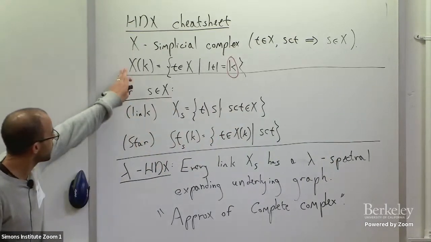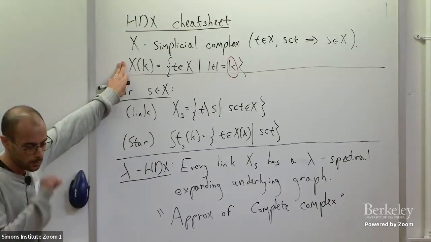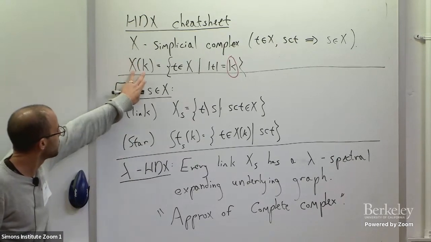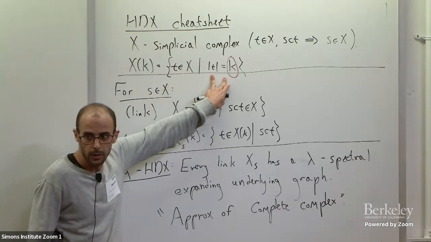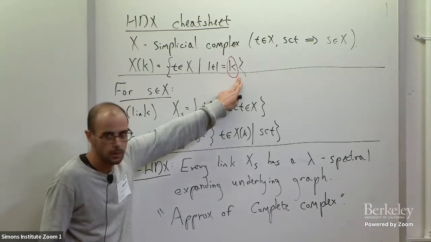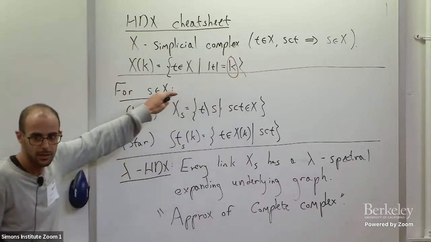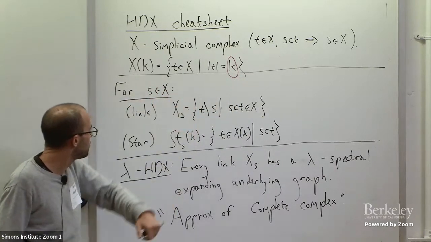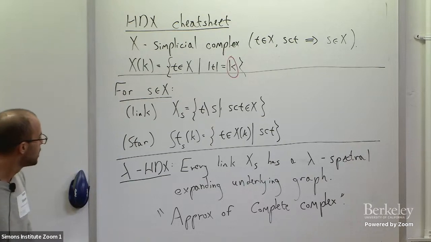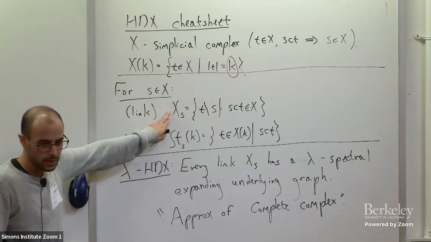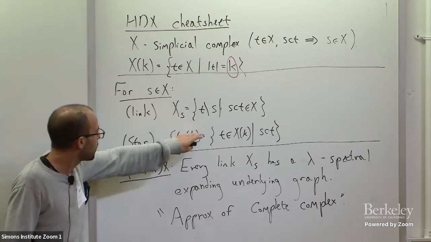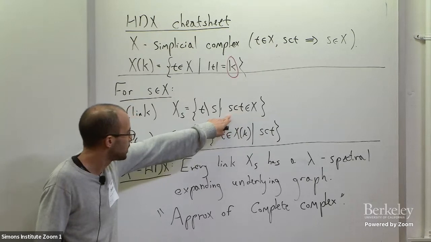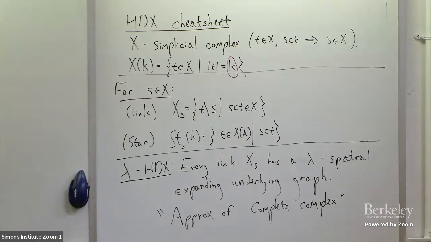One non-standard notation that I'm going to use, X(k) like this, will be all the sets in X of size exactly k. I know that the convention is to put here a k plus 1, but it will be somehow more convenient to use this convention. Two other notations. One is quite standard. The link of a face S inside X will just be taking all the T minus S for T that contains S in X.